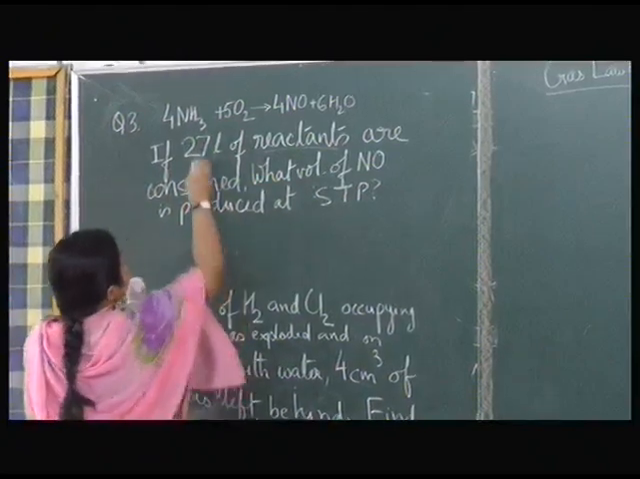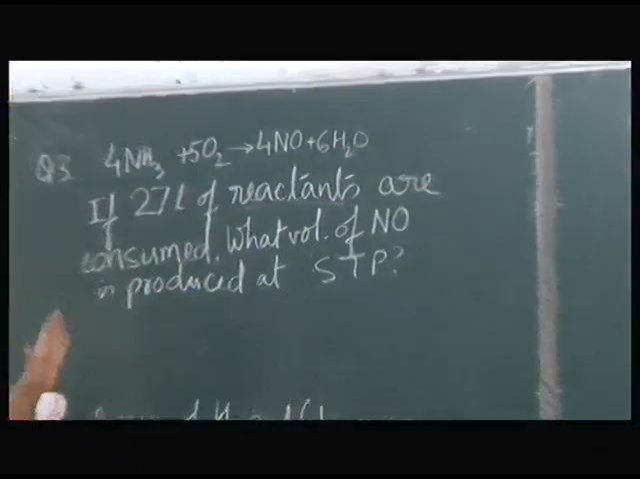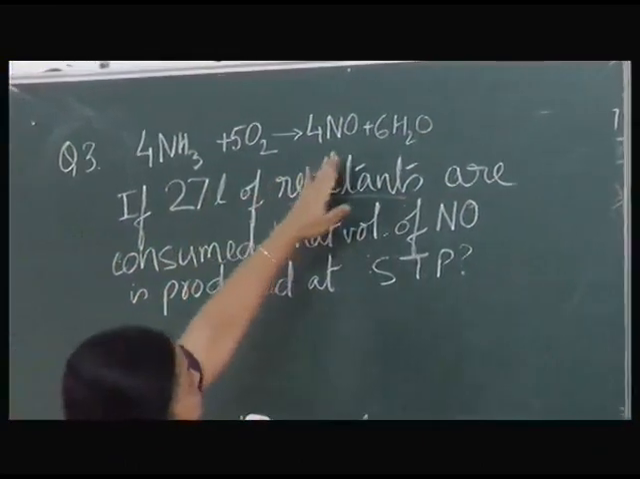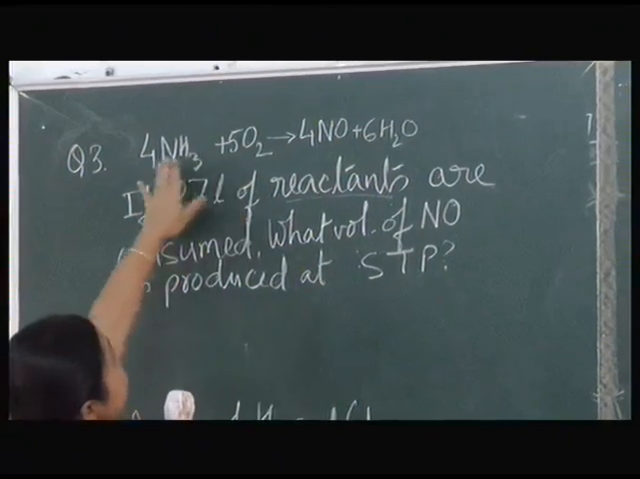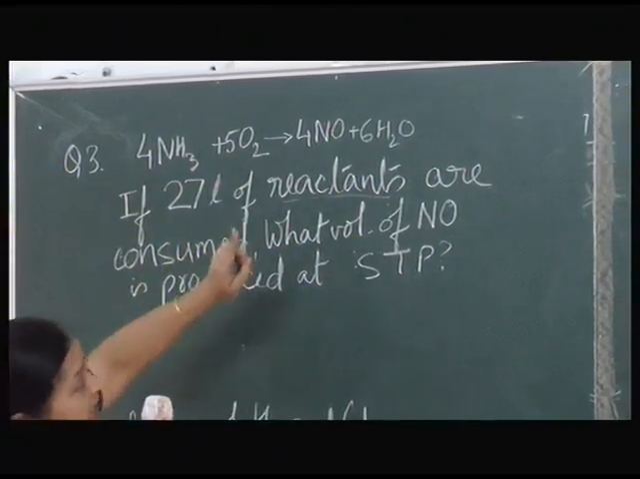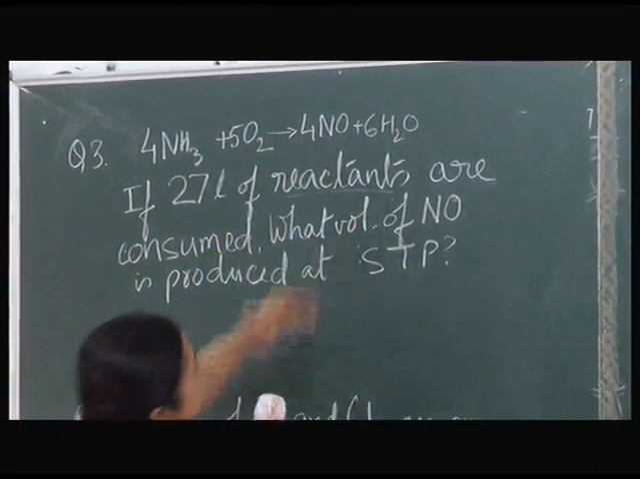What is the proportion over here? 4:5:4. Now, reactant to this product, what is the ratio? Together, if we take both the reactants, that is 4 plus 5 is 9. So 9 volumes is giving 4 volumes of NO.